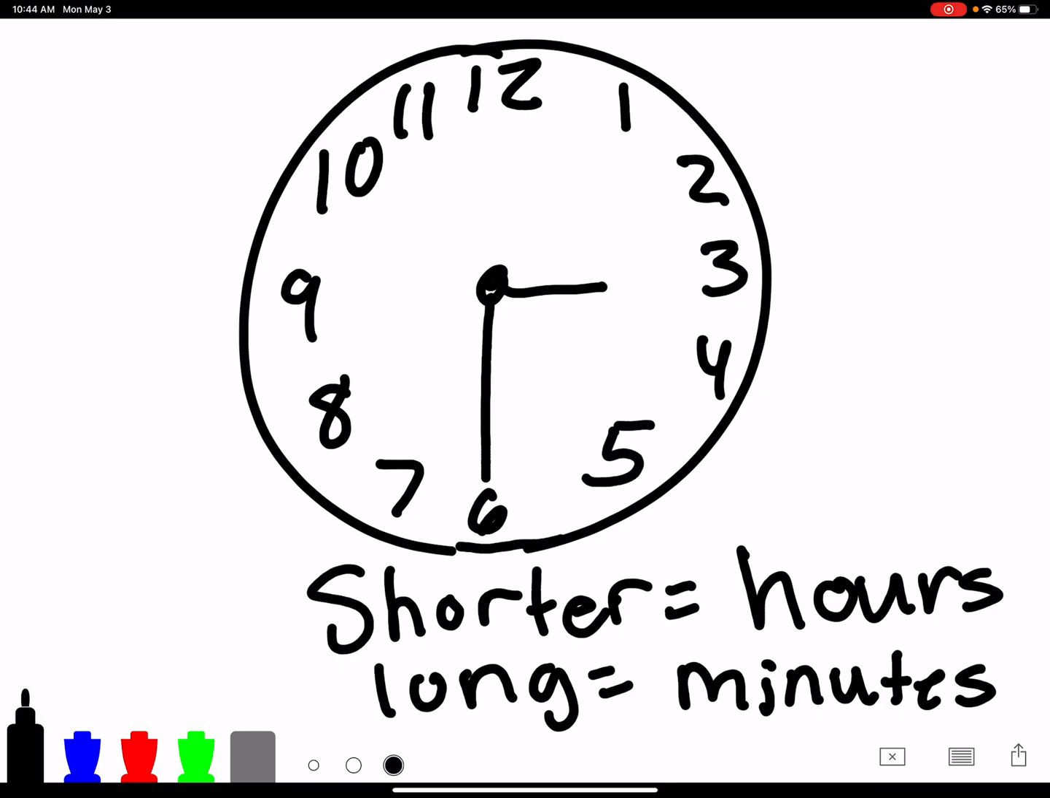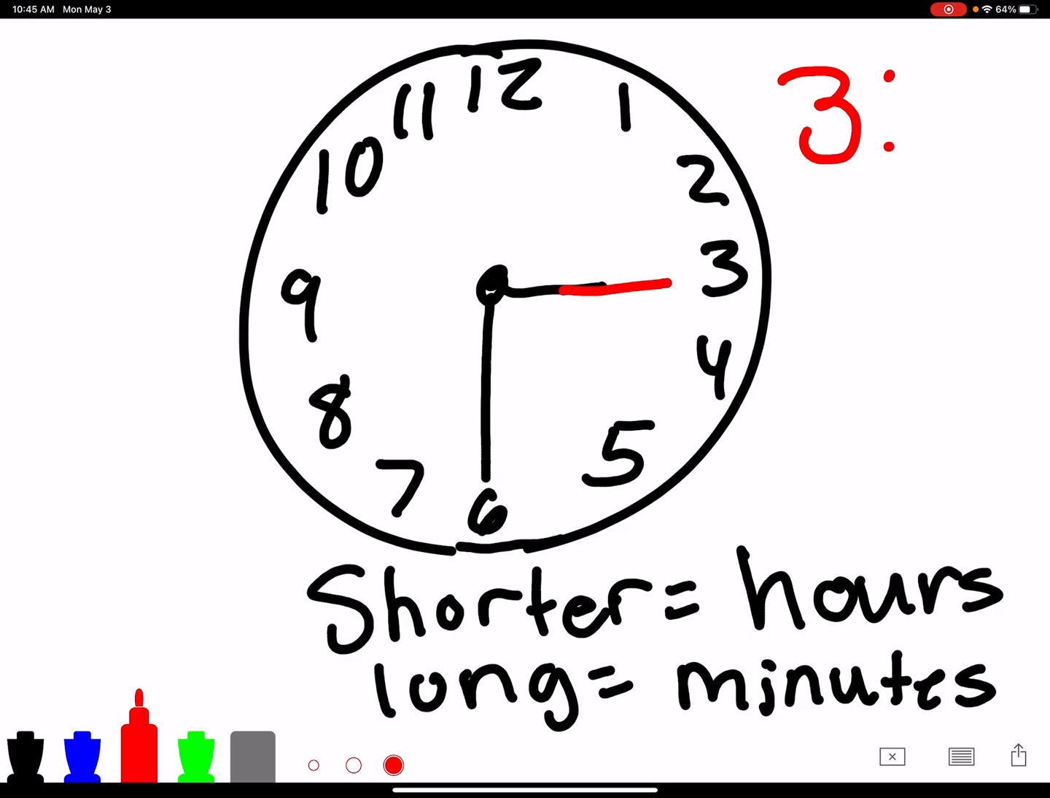But yeah, you have a total of 12 numbers on the clock, and the shorter hand represents the hours, and the longer hand represents the minutes. Now, it's easier to read the hours than the minutes because we look directly where the short hand's pointing to. Like for this example, it's pointing directly to the 3. And then for the minutes, it's trickier because we have to count by 5s.